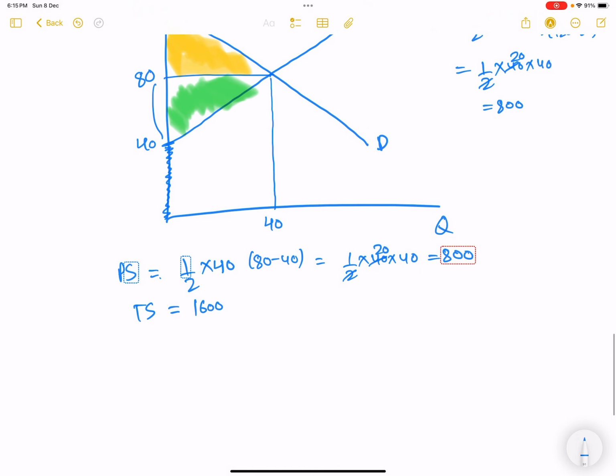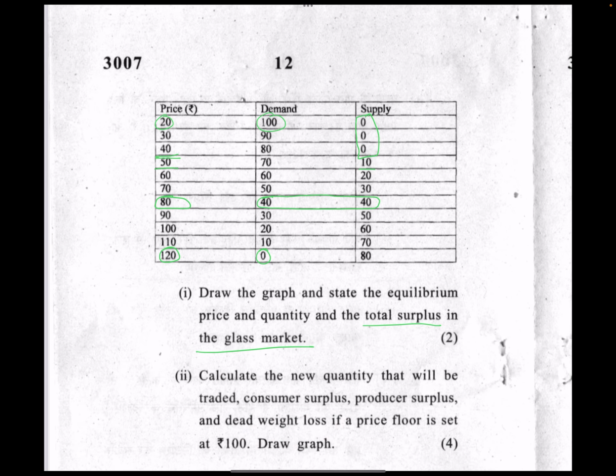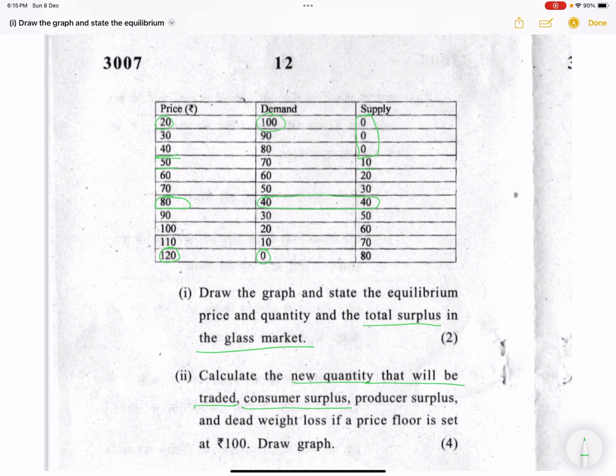Now looking at the next part of the question, we are supposed to calculate the new quantity that will be traded, consumer surplus, producer surplus and deadweight loss if a price floor is set at 100. So price floors are set above the equilibrium price level, and we can see that at 100, quantity demanded is 20, quantity supplied is 60.